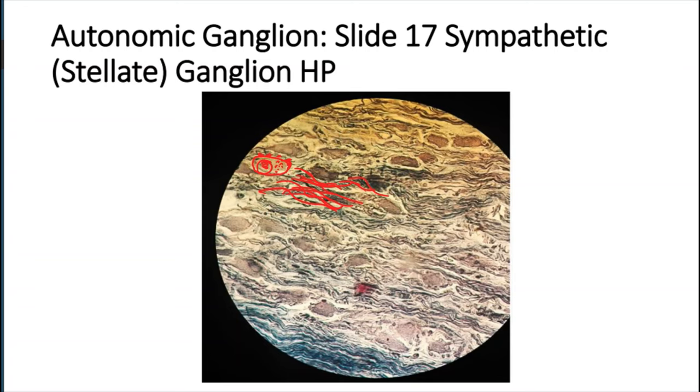You draw this cell here, you draw another cell here, you see it has this process here and this process here. That's why we say it is multipolar. You also draw this cell here. So you draw 2 to 3 cells and their accompanying axonal fibers. Draw at high power, and on the cells that you draw, you label.